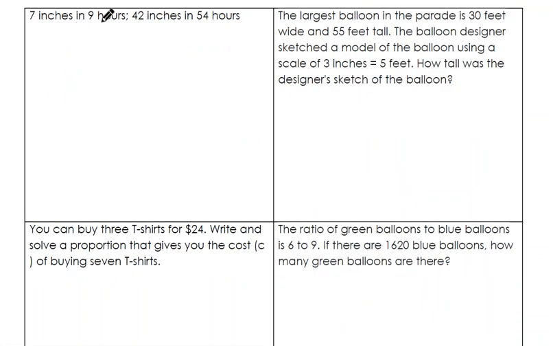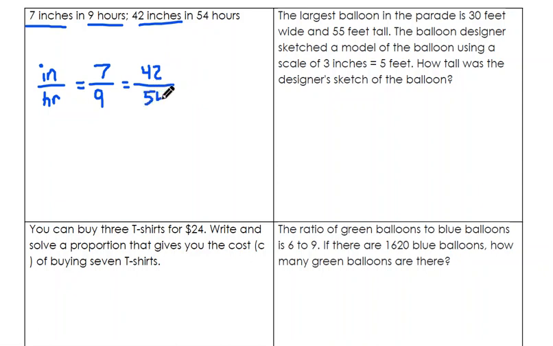All right, this one says 7 inches in 9 hours, 42 inches in 54 hours. So I got to think to myself, what are they comparing? And I'm going to set up a proportion here. So I see that they have 7 inches and 9 hours. So it looks like they're comparing inches and hours, right? So 7 inches, inches are on top, 9 hours is going to go on bottom. And I'm keeping them in the same fraction because these are together. So then it says 42 inches. Well, inches I have on top, and 54 hours. Hours I have on bottom, so I can put that down there.